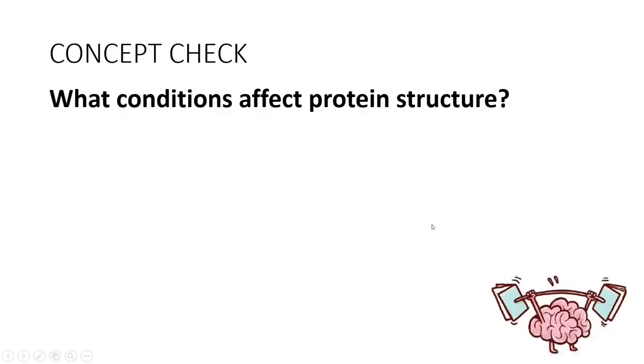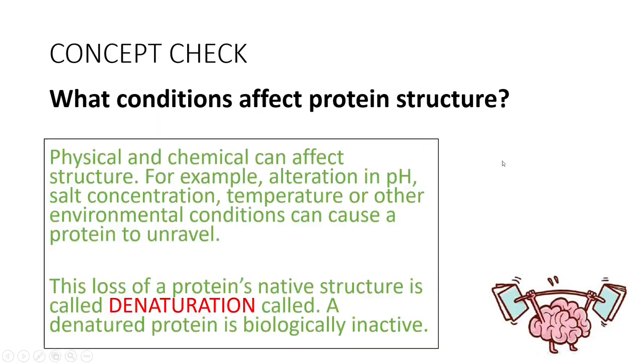Another question: what conditions affect protein structure? Well, there can be several conditions that can affect the protein structure. Particularly, they would be physical or chemical in nature. So for example, changing the pH can change the protein structure. Changing the salt concentration, too much salt or less salt, will change the protein structure. Higher or lower temperature, protein structure will be affected as well. And there are several other conditions wherein a protein can unravel.